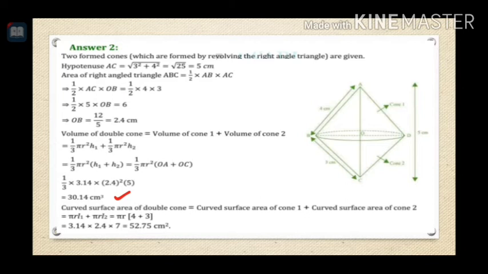Again, the curved surface area of double cone is curved surface area of cone 1 plus curved surface area of cone 2. The formula is pi r L1 plus pi r L2, where this is L1 and this one is L2. Again, take pi r common, it will be L1 plus L2. L1 is given, it is 4, and L2 is already given, it is 3. Let's put the value. Curved surface area will be 52.75 centimeter square.